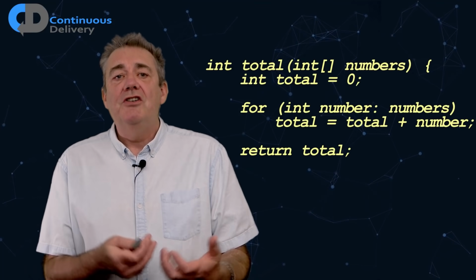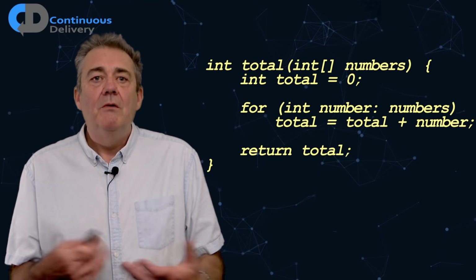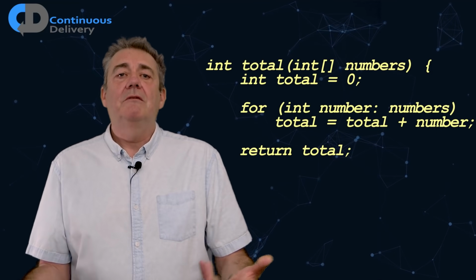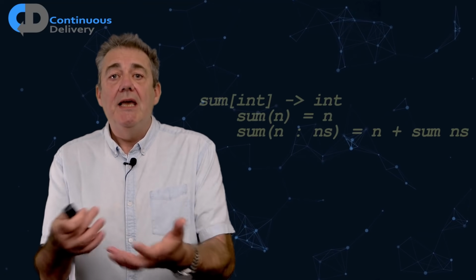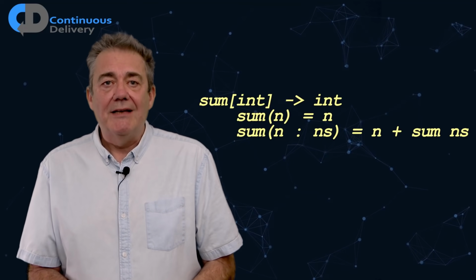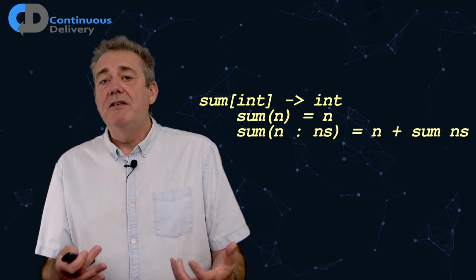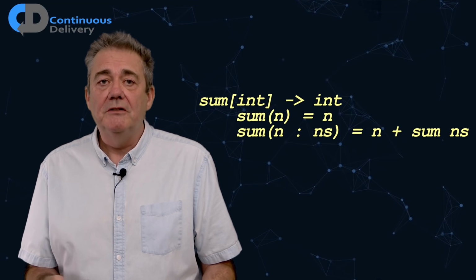Here is a function written in imperative style, in this case in Java. We're just going to look at a collection of numbers and form some kind of total. Here is the same function written in Haskell. In this case, we're going to define the function as a recursive function.